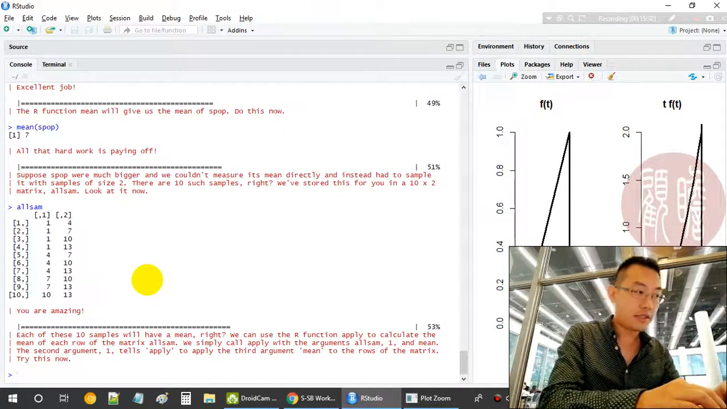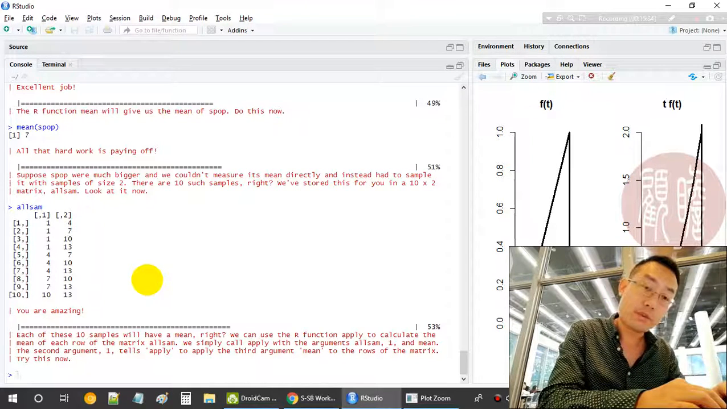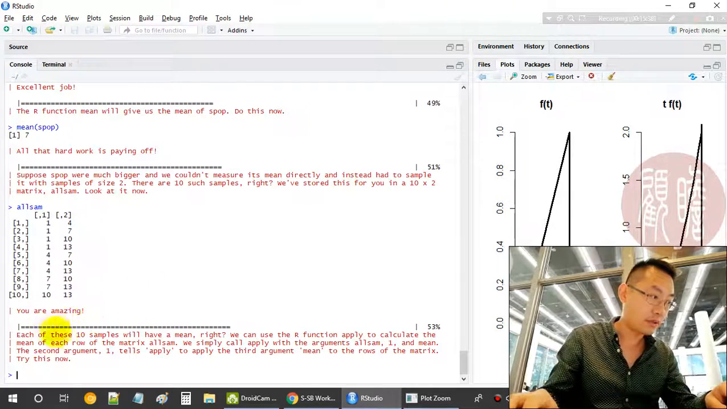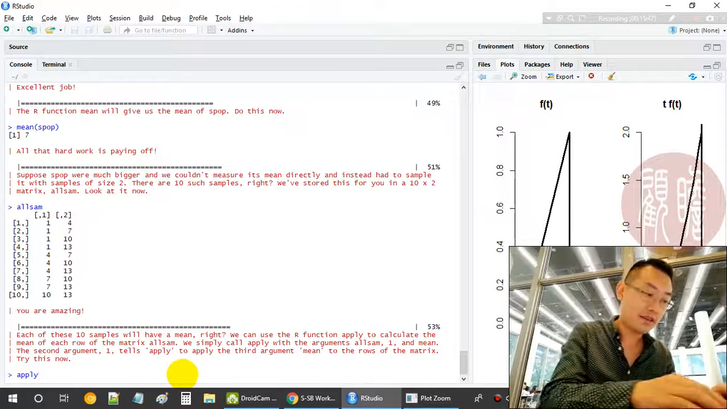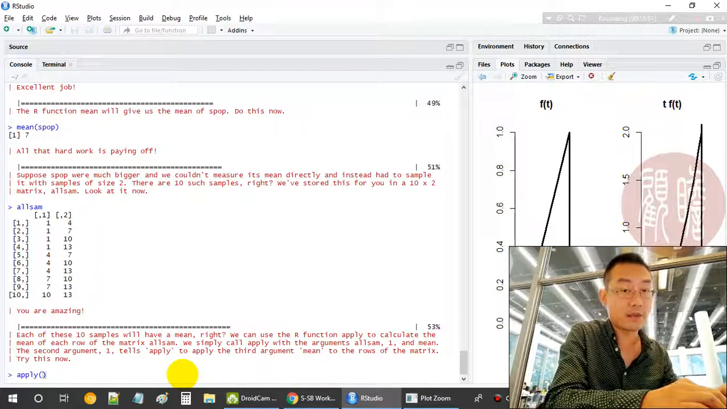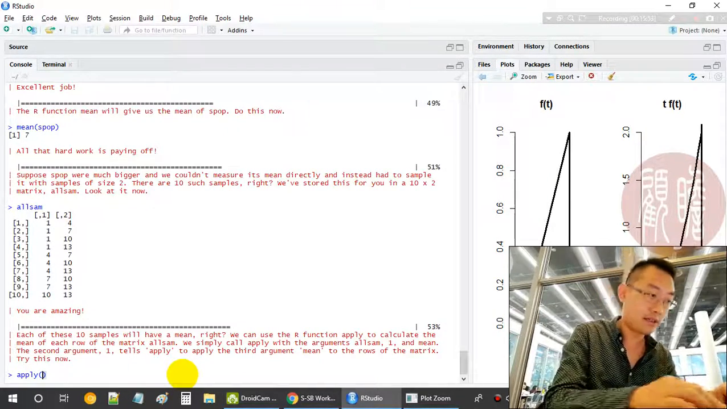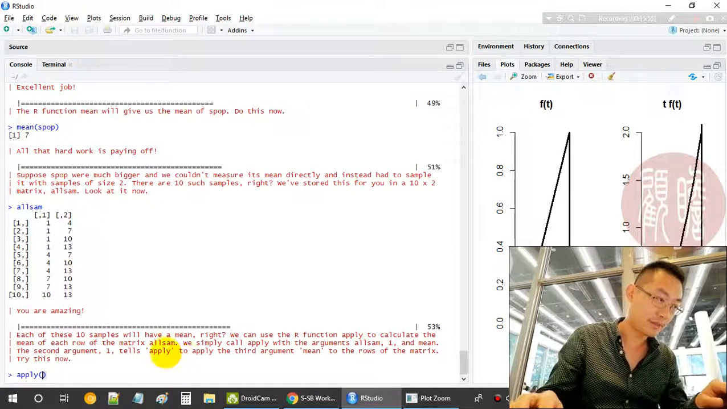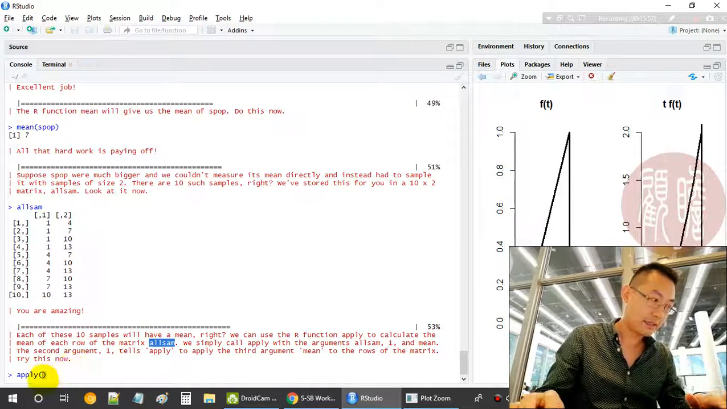Each of the 10 samples will have a mean value, right? So we use an R function to calculate on each row of the matrix. Now on each row we simply use apply. So this is the apply function. We have learned a more complex version of apply, which is lapply and sapply. So apply is a simplified version of it.